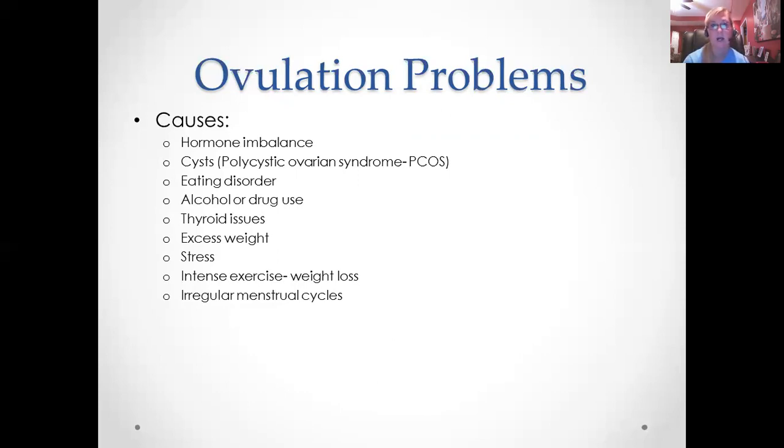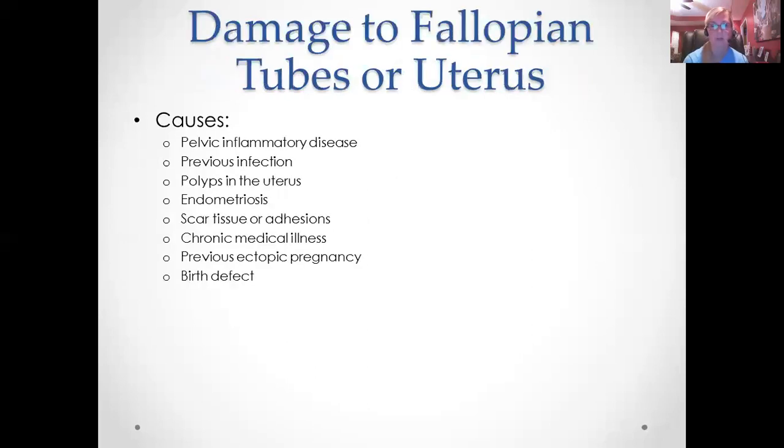Excess weight, stress, intense exercise that caused a lot of weight loss, and irregular menstrual cycles. Those are causes of ovulation problems.